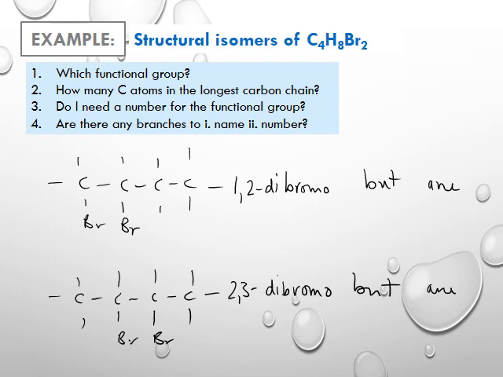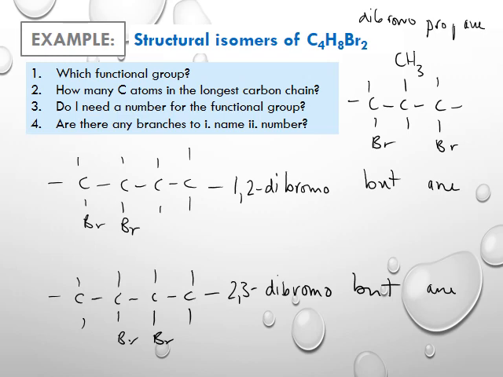Let's just have a look at one more for if we had a methyl group attached. So if I take the methyl group off and put it in the middle there, and let's just put that like that. So I'm just choosing at random really. There are different options, but we use the same method throughout. So which functional group? Ane at the end, dibromo as a prefix at the start. How many carbons in the longest carbon chain? This time only 3. There, prop. Do I need a number for the functional group? Yes, because the bromines could be anywhere. So I need 1,3-dibromopropane.